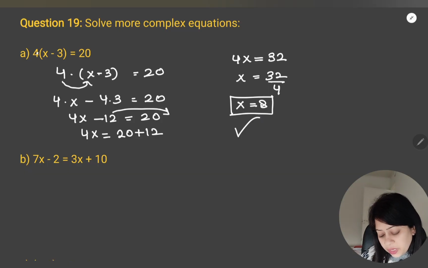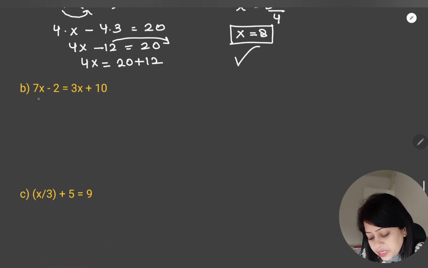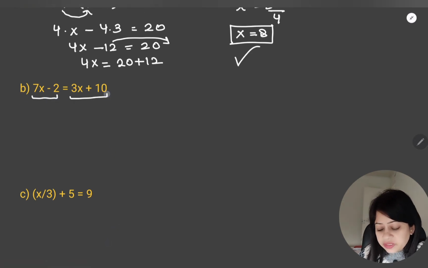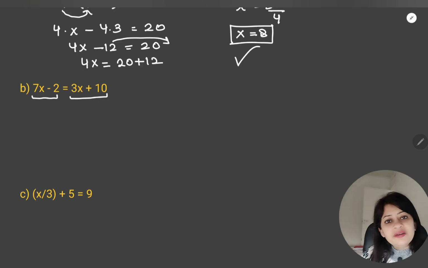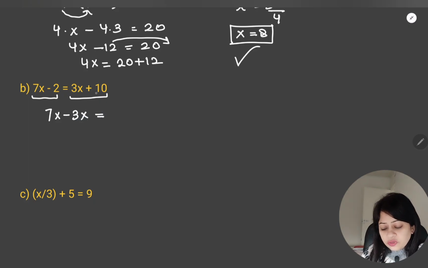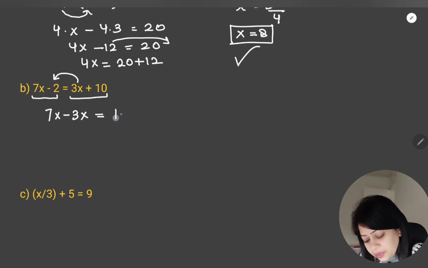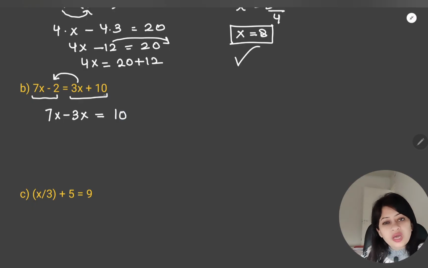Likewise, here as well, in this question, what will you do? You have 7x minus 2 equals 3x plus 10. Can we put family members together? Who are family members? 7x and 3x are family members. So 3 was on the right hand side, it came to his family and became negative. 10 and 2 are family members. Both are constants. Both come from the constant family.